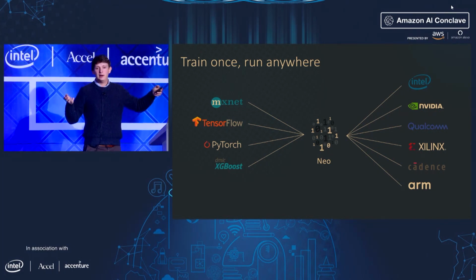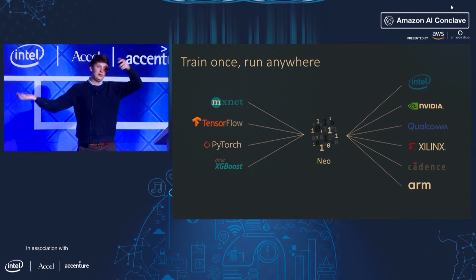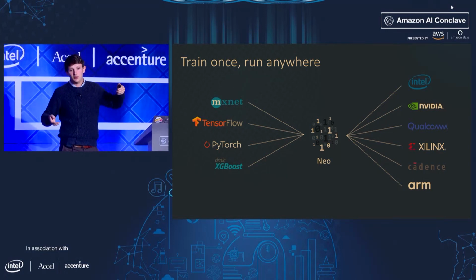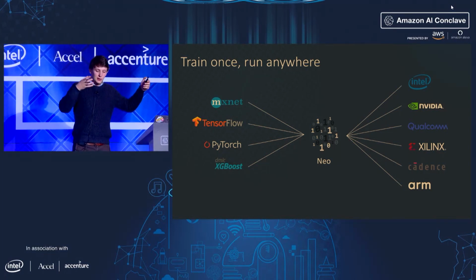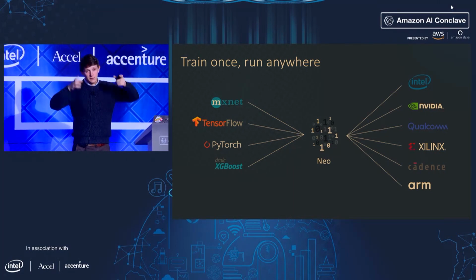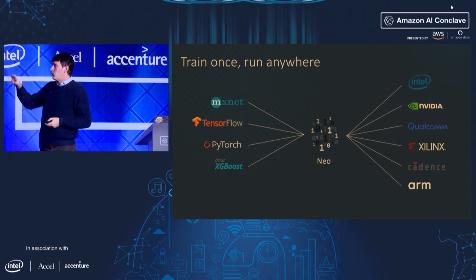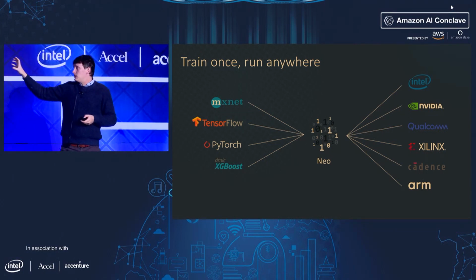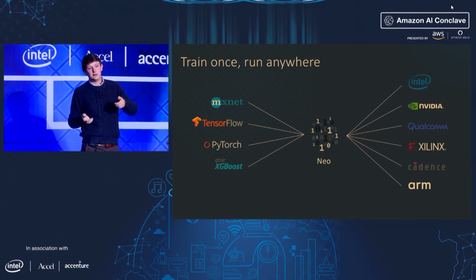So instead of integrating every architecture into your framework, you have one common layer where you can represent Neo. Basically what it does is it takes your model and converts it to tensor operations.